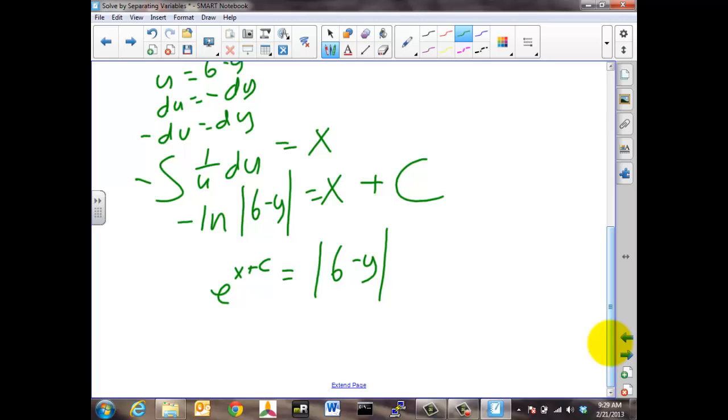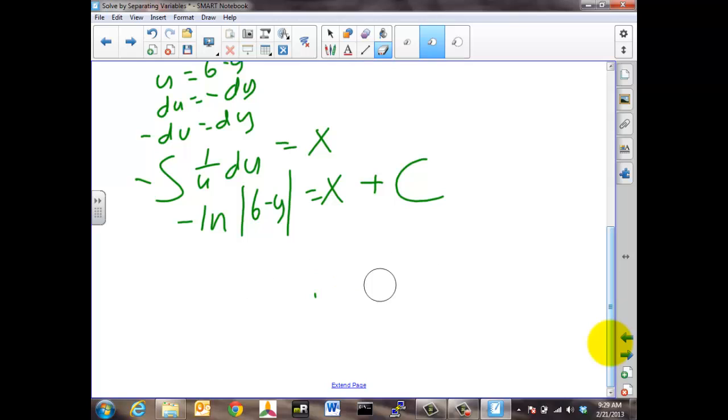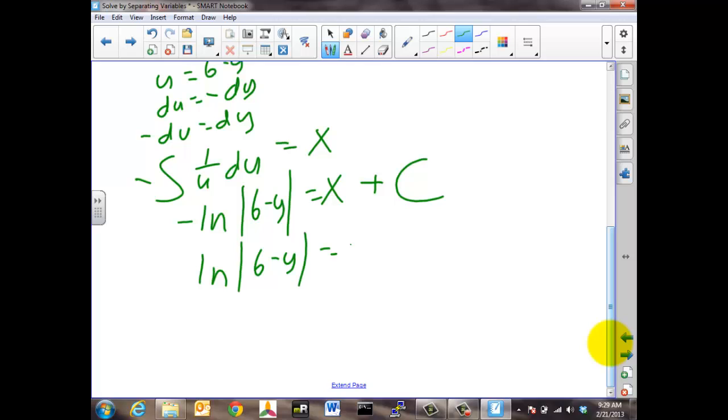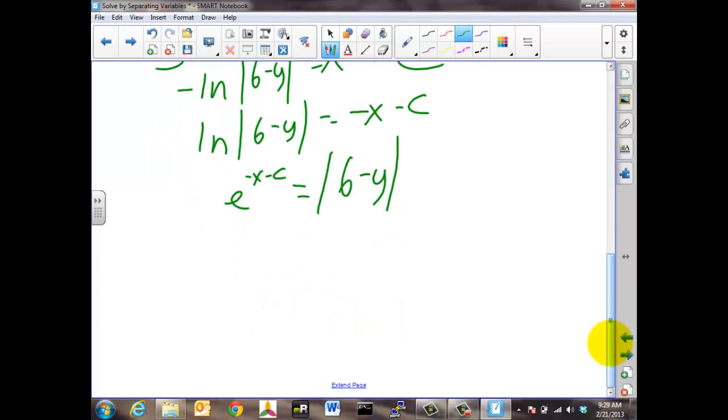Okay, so let's back up one step and do something different to begin with. Get rid of the negative sign over there. So let's change it into ln absolute value of 6 minus y equals negative x minus c. Okay? Because we can do that, can't we? Now it becomes a little easier to deal with. Because now it's e to the negative x minus c equals the absolute value of 6 minus y. Right? Okay, and now we've got a problem that we can deal with there. So that would be the answer.